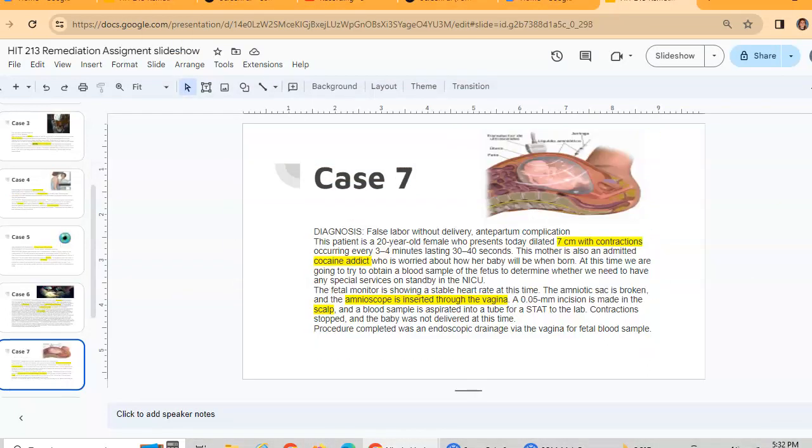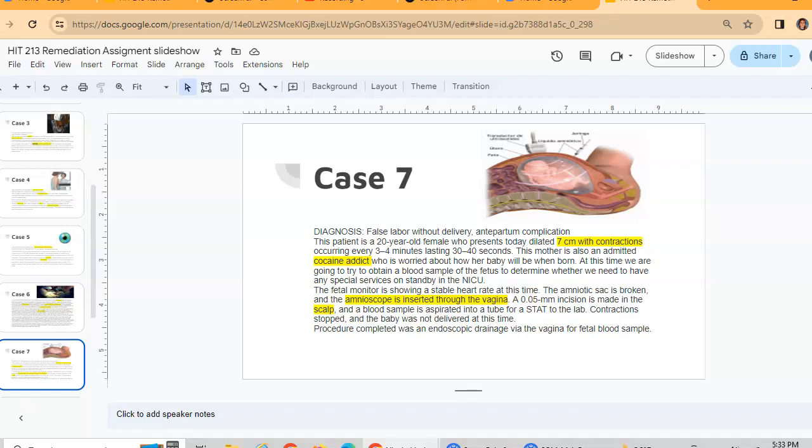Okay. Case number 7. Case 7, patient presents 7 centimeters dilated with contractions. Mother is an admitted cocaine addict. Blood sample of the fetus is going to be obtained. The amniotic sac is broken and the amnioscope is inserted through the vagina. An incision is made in the scalp and the blood sample is aspirated into a tube and sent to the lab. The baby was not delivered.